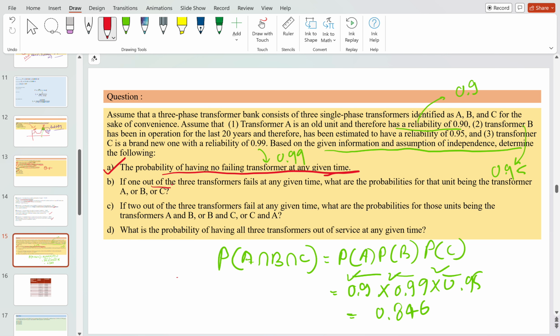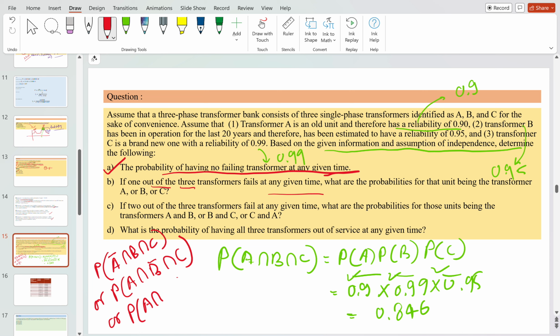In that scenario, it is saying that one of the transformers is failed at a given time. What is the probability that the unit is transformer A, B, or C? We don't know which transformer went out. So it is basically like this: probability of A not operational, B operational, C operational. Or probability of A operational, B not operational, C operational. Or probability of A operational, B operational, C not operational.